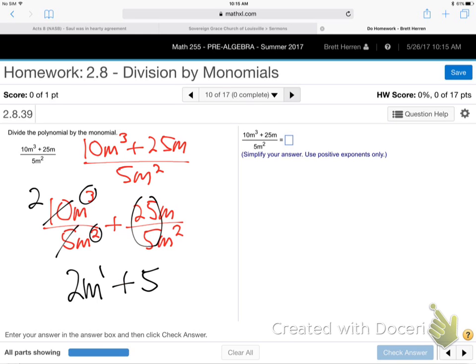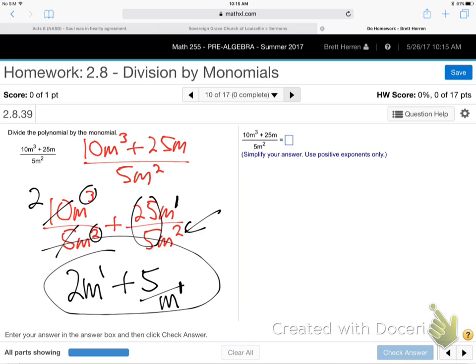Subtract the powers. Now, what's the power on the m on the top? 1. Remember, invisible 1. When you subtract, where's the bigger m? So the answer is going to end up m to the 1 on the bottom. And that's our answer. Does that make sense? Because the bigger one is on the bottom. Or just m, yeah, m to the 1 is just m. Just m on the bottom is fine.